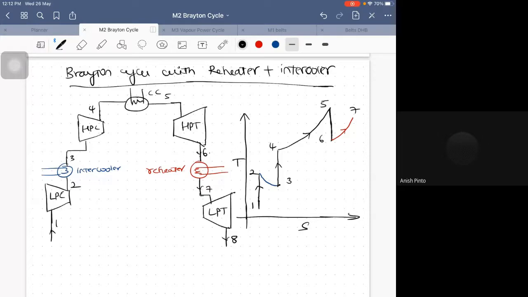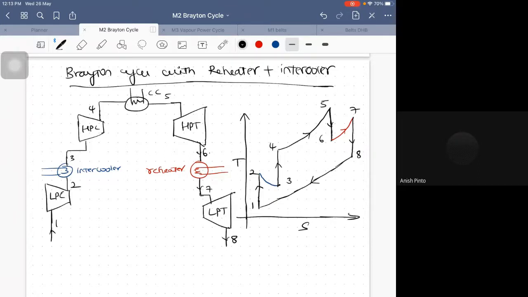Now from 7, what are you doing? You are again isentropically expanding it to meet at 8. From 8, you are coming back to 1 by rejecting heat to the atmosphere like this. Beautiful, isn't it?